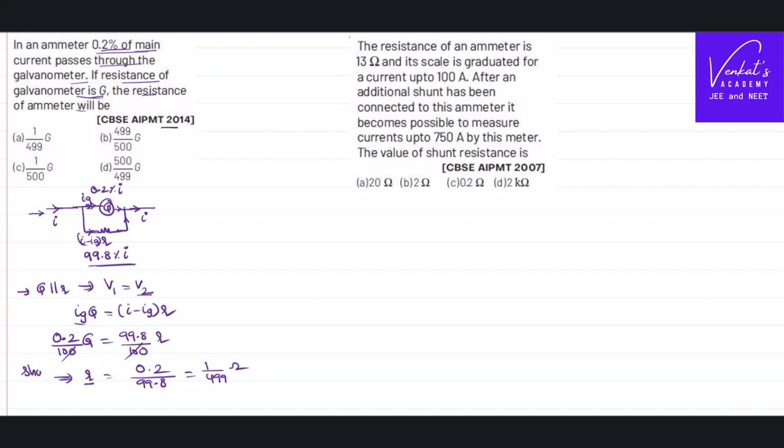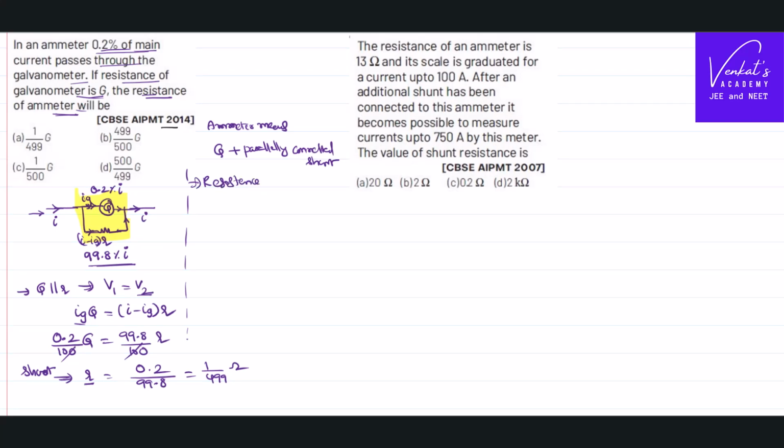But in the problem, what he is asking is not the shunt. He is asking the resistance of the ammeter. Once you know the shunt resistance, what do you mean by ammeter? Ammeter means galvanometer plus a parallelly connected shunt. So if you want to see this combination, this yellow shaded part is what we mean by ammeter. So how can I get the resistance of the ammeter?